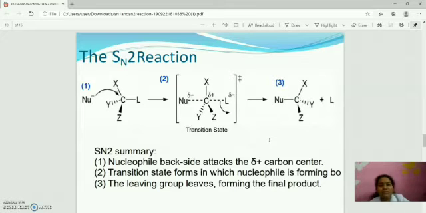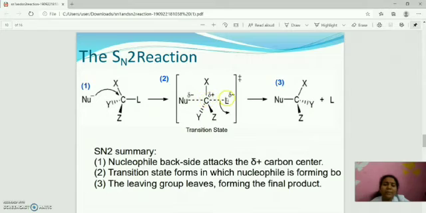Here you can see the SN2 reaction mechanism. This nucleophile is attacking the haloalkane. Here, instead of the halogen, it is written as L. So here you can see it is a haloalkane. The nucleophile is attacking from the back side and we are getting a transition state. But all these steps occur in a moment. It is a very fast reaction.